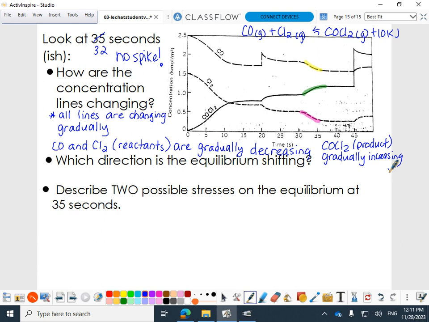So if the reactants are being consumed and the product is being produced, then the direction that's being favored or shifted towards is going to be the product side, or right, or forward. Okay, so the products are increasing, which means that they are being formed. So this direction is what's favored. So we haven't decided anything about what is changing yet. We're just saying, what does the graph show us?